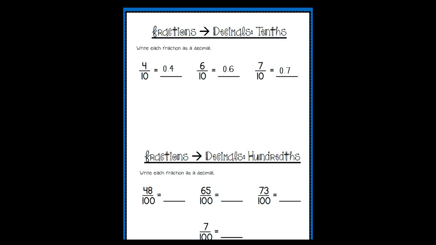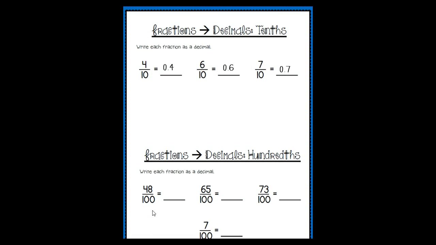Let's look at what happens when we have hundredths. Okay, I have 48 hundredths. I have 0.48. So my 4 means I have 4 whole columns colored in and then 8 hundredths of the next one. So 48 hundredths. Okay. This one is 65 hundredths. I write 0.65. Notice it's hundredths, so my number needs to go all the way to the hundredths spot. Then I have 73 hundredths. I have 0.73.